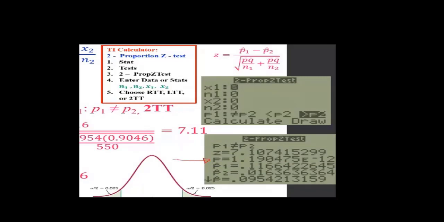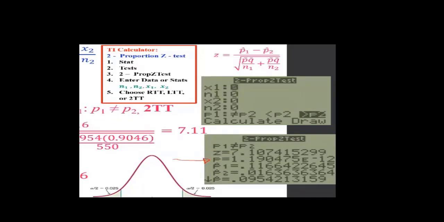this p-value. We don't want to mix this up with the proportion. It is 1.19 times e to the power of negative 12. E negative 12 means times 10 to the power of negative 12. It's almost zero. The p-value is extremely small.